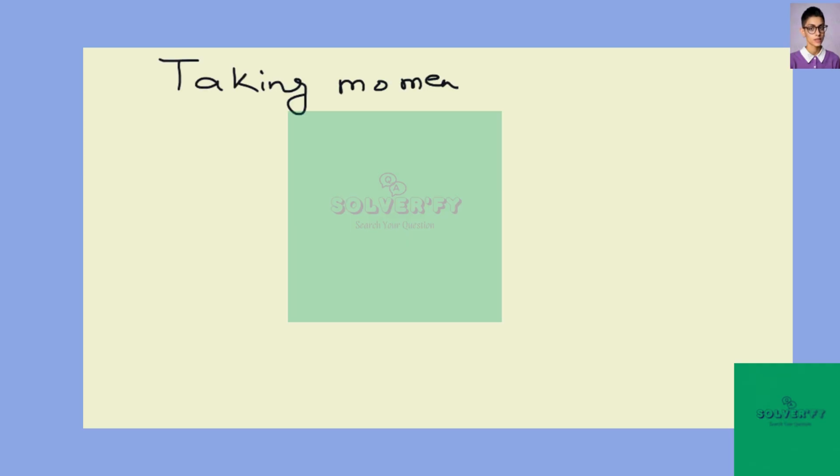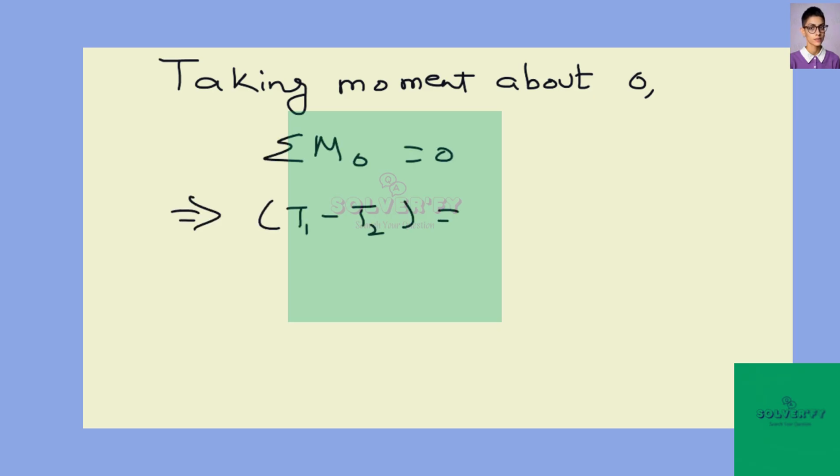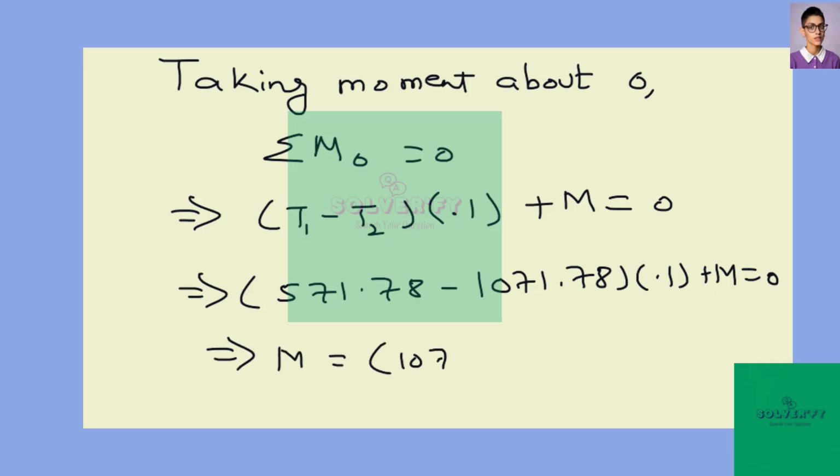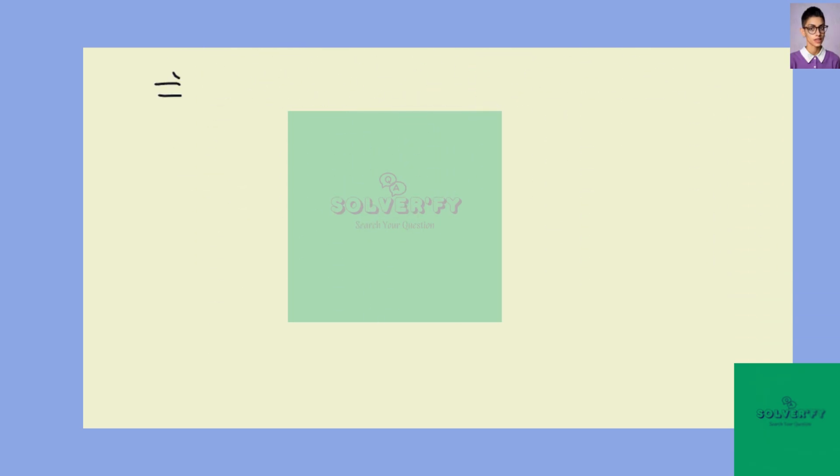Taking moment about O, summation of MO is equal to 0, or (T1 minus T2) into 0.1 plus M is equal to 0, or (571.78 minus 1071.78) into 0.1 plus M is equal to 0. On calculating we get M is equal to (1071.78 minus 571.78) into 0.1. So M is 50 Newton meter.